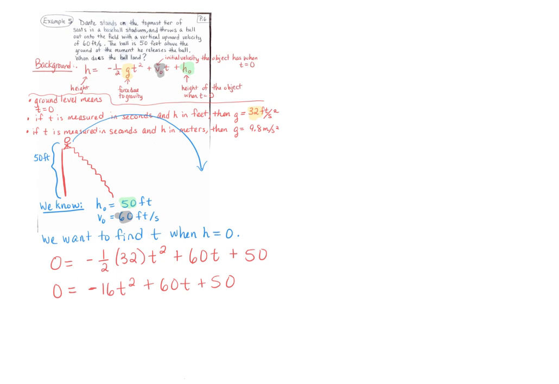Now, we can look at this quadratic equation and see that all of these terms have a 2 in common. So we can divide both sides by 2 to get 0 over 2, which is 0, equals -16 over 2, which is -8t squared, plus, remember we're dividing by 2, right? So this is plus 30t plus 25.